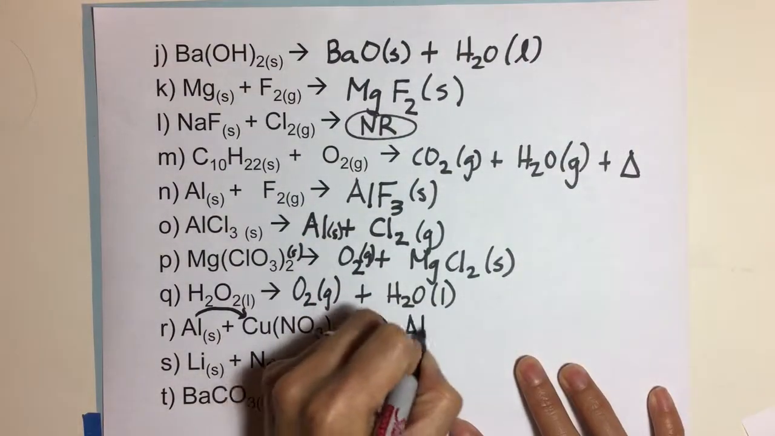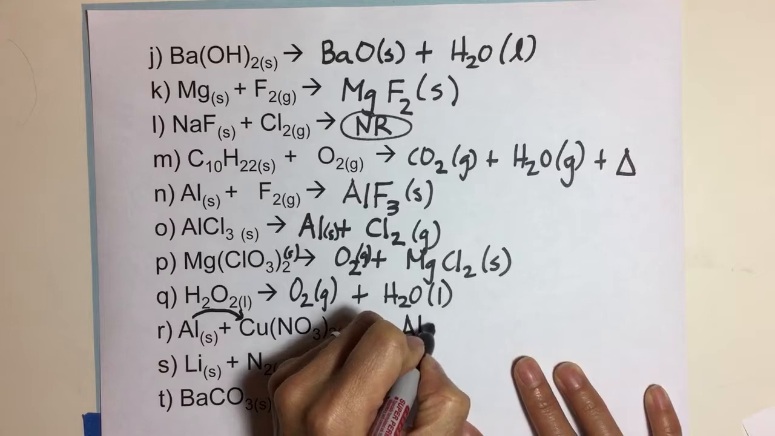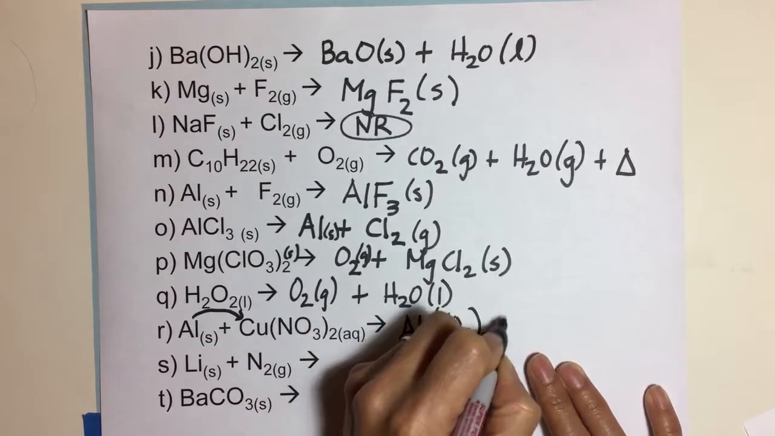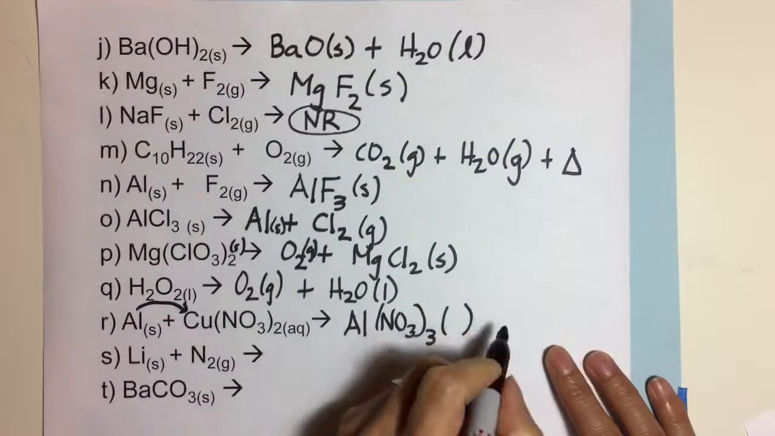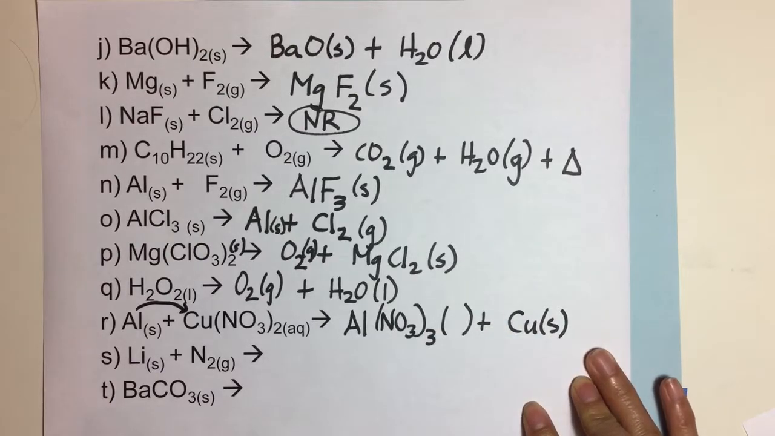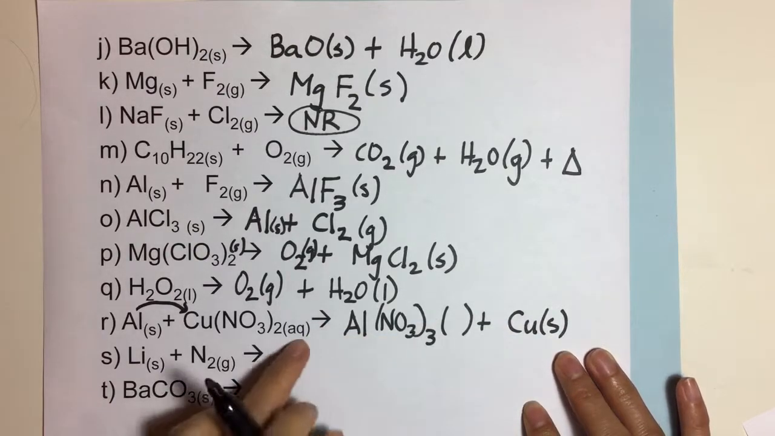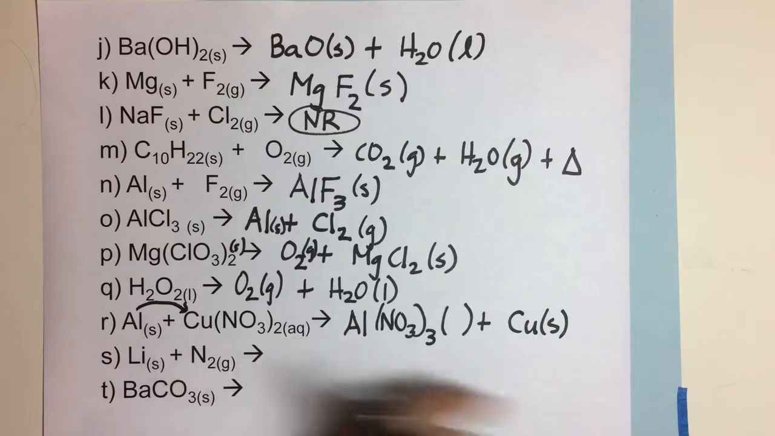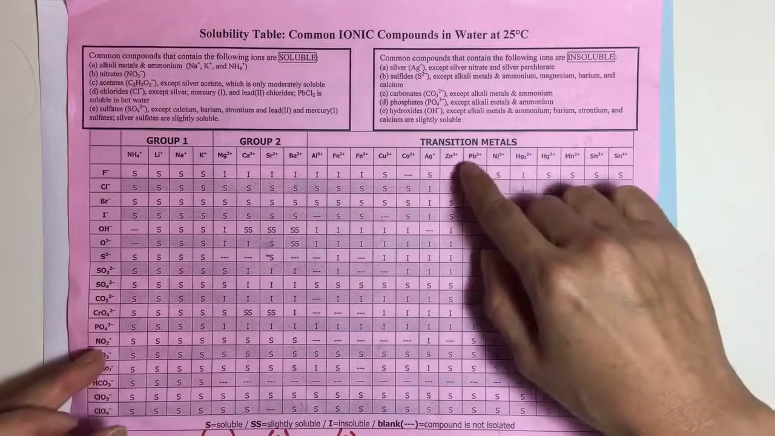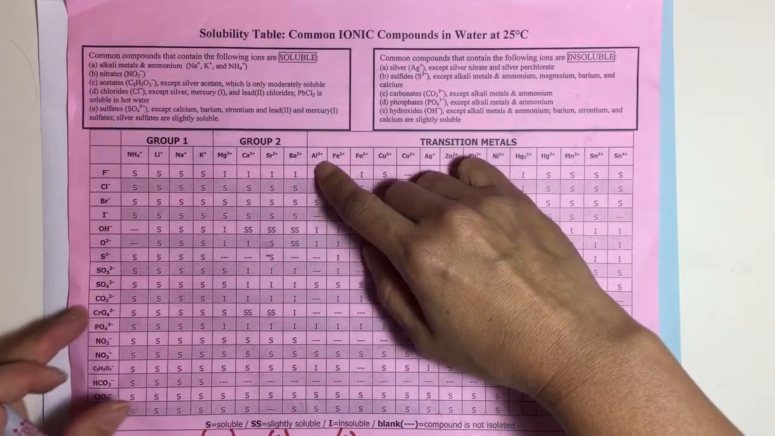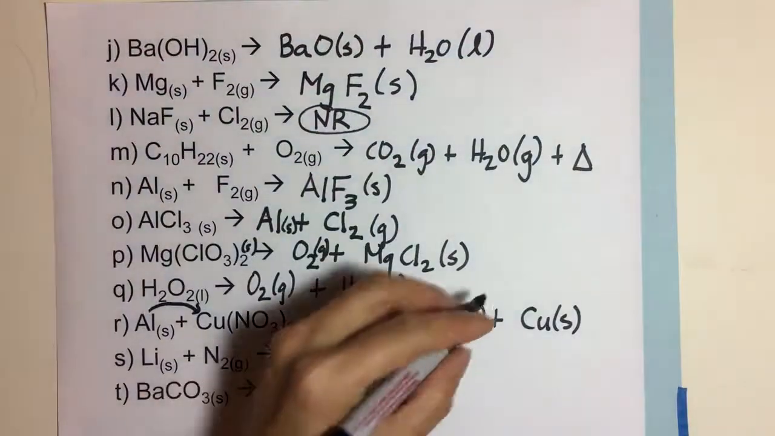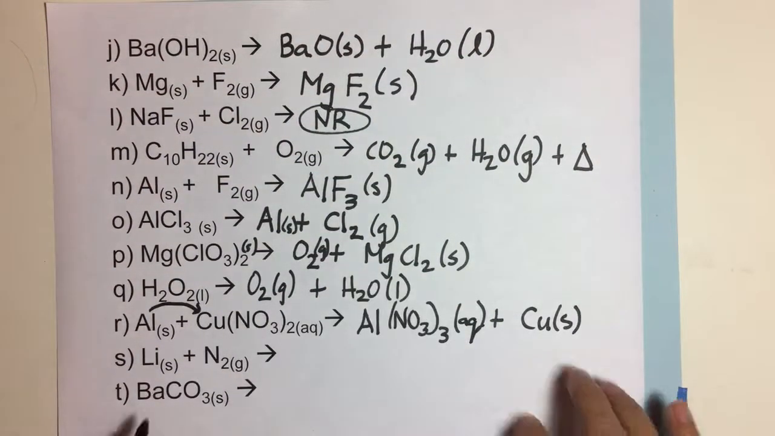So aluminum is going to combine with nitrate. Aluminum has a 3+, nitrate has a -1. So this is aluminum nitrate. And then the other substance is copper. Comes out as a solid. And then aluminum nitrate, since it's an aqueous solution, let's check out the solubility table to see if aluminum nitrate is soluble or insoluble. So combining aluminum and nitrate, soluble. So it looks like I am going to designate it as aqueous.